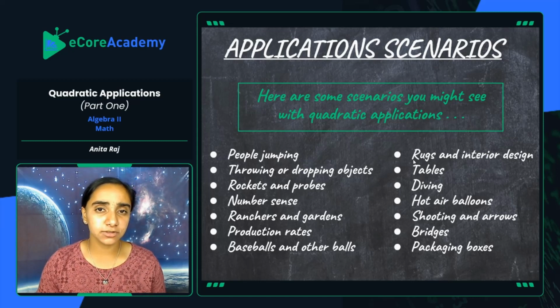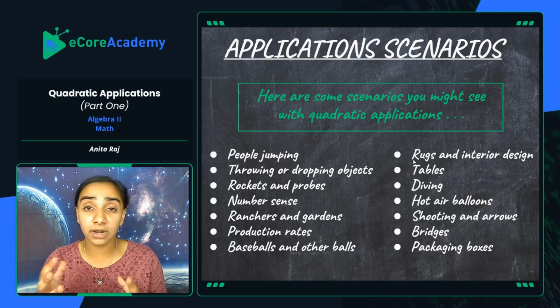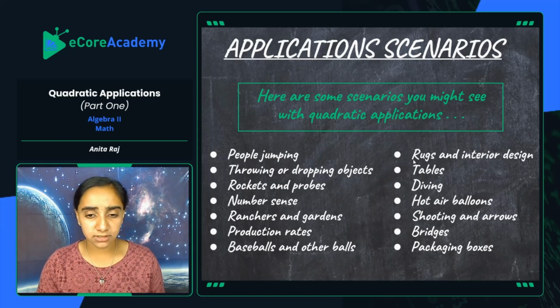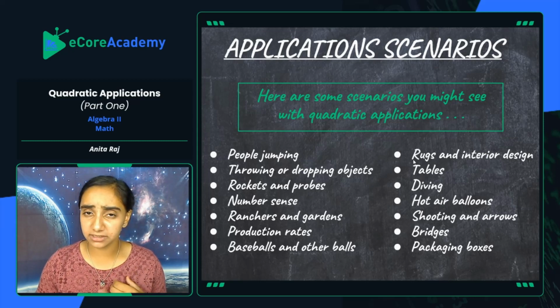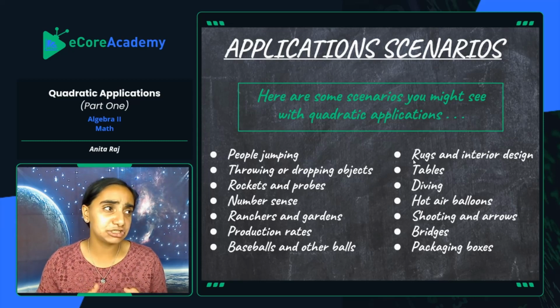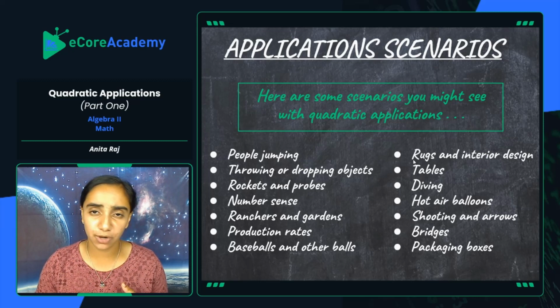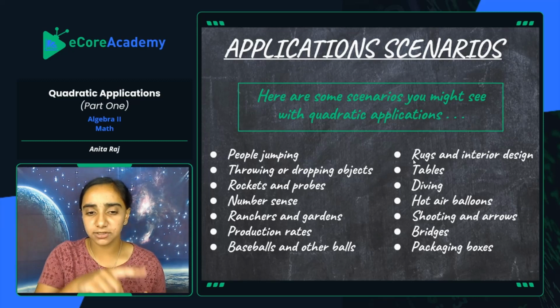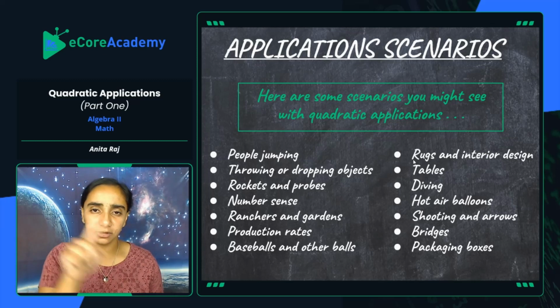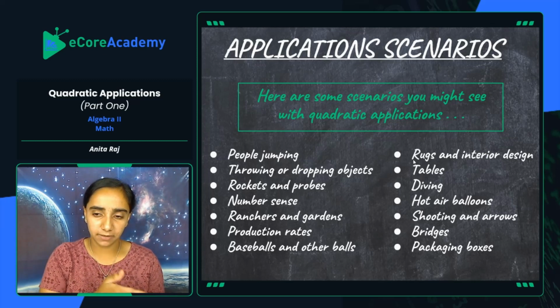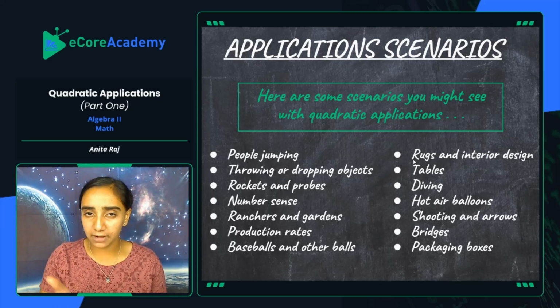If you're the type of person who's like, let me prepare myself for the scenario I'm going to see, let me know what I can possibly expect. So here are some scenarios. First one is people jumping. This could be over a fence, over an object, just jumping in general, jumping over a jump rope, just people jumping. With all these scenarios I'm going to explain, think of that parabolic shape. If a person's jumping, they do form a parabola when they jump.